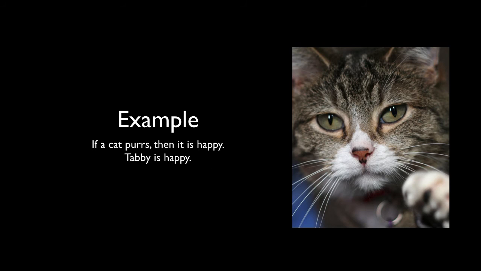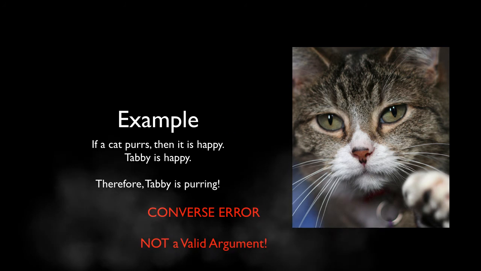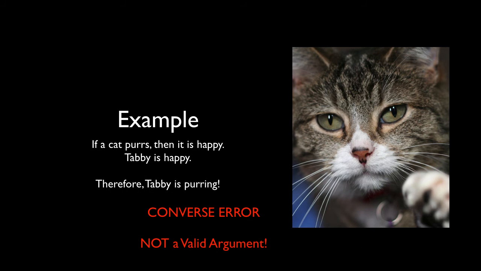Next example, let's go back to cats for a sec. Let's assume if a cat purrs, then it's happy. And Tabby here is happy. What can we conclude? Can we conclude, therefore, Tabby is purring? We can't. So that is not a valid argument. That is the converse error. We assumed that the conclusion was true, therefore the hypothesis must have been the case. And we don't know that that's the case. That is a converse error.